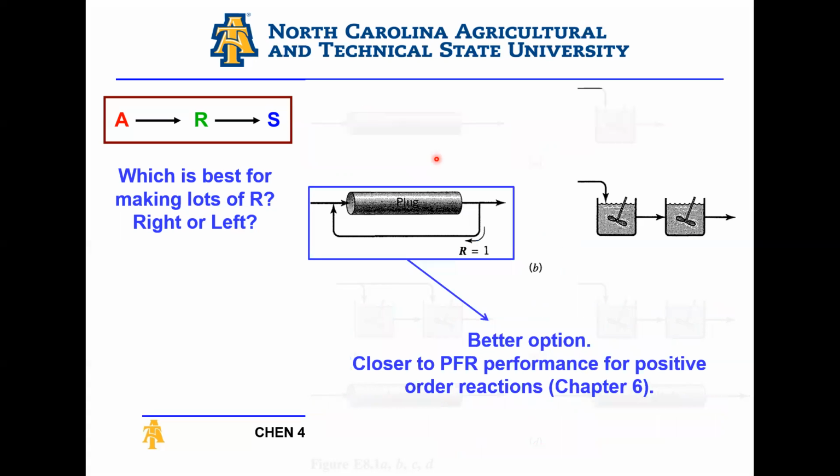Let's have a look at the second scenario. So in the second scenario, I'm comparing a plug flow reactor with a recycle compared to CSTRs in series. If you think back about your previous lectures, you know, for a PFR with a recycle, as the recycle approaches zero, the system behaves as an ideal PFR, and as the recycle approaches infinity, the system behaves as a CSTR, right?